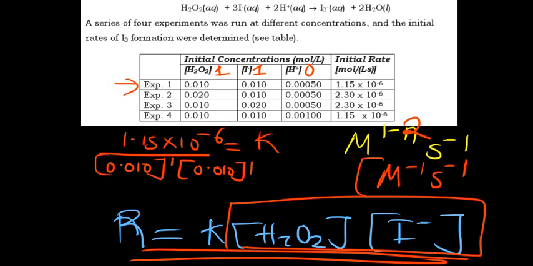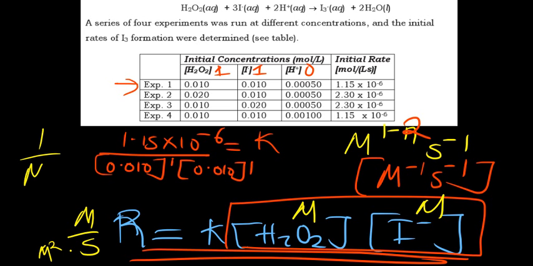There are questions where they ask you to find the units of the k. The other way you can find it is by substituting. You know that this is molar concentration, molar concentration. The rate is molar per second. So if you're going to divide by molar squared, you end up with 1 over molar dot second, which is eventually equal to that.